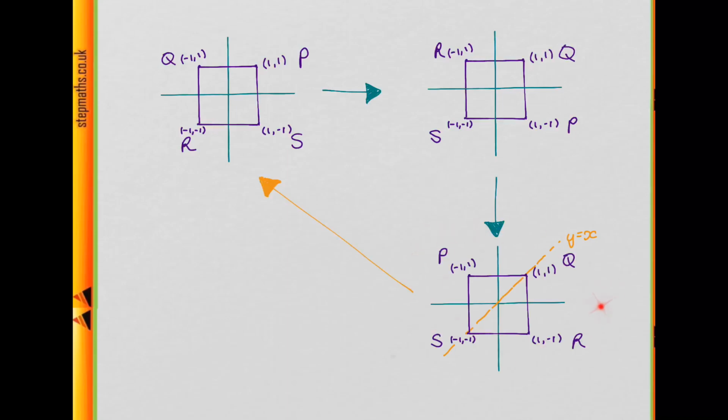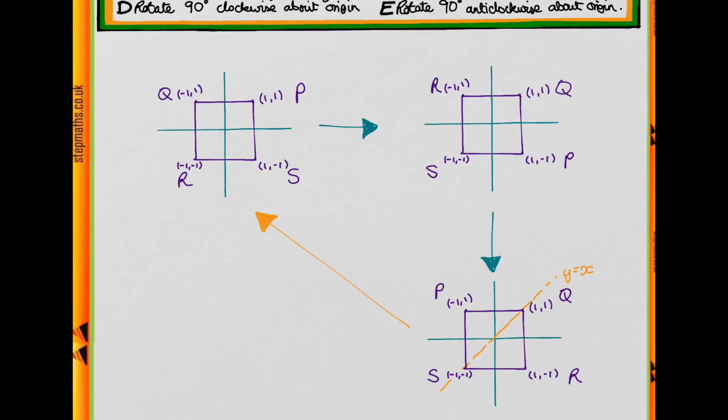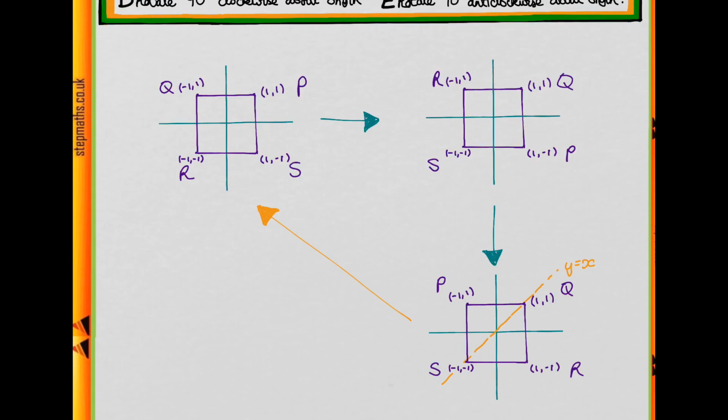Now we want to know how we can go from here back to here. One way to think about this would be to think about what happens in each of these options, A, B, C, D and E, and find out which one works. So you can use this as a guide, but you might be able to spot straight away that to do this we need to reflect in the y-axis. So we need to swap Q and P and swap R and S, and we do this by reflecting in this line here. And so our answer is B.